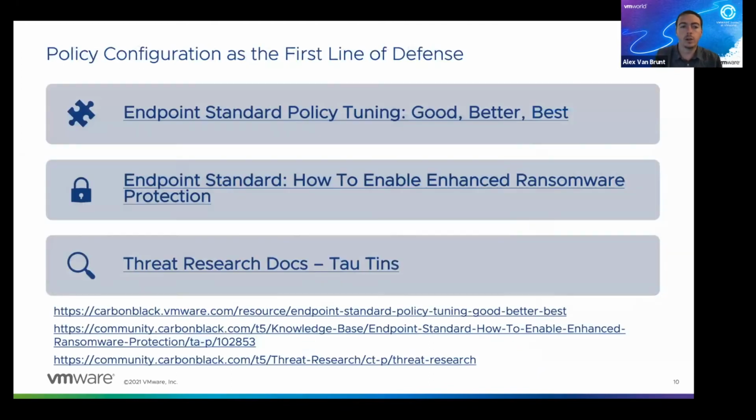So in particular, for ransomware attacks, the biggest thing you can do from a Carbon Black Cloud perspective is having your policies tuned. So we have a new tech zone, which is where I try and provide a bunch of resources. So we've got a good, better, best article, which will walk you through different policy configurations that'll give you varying levels of protection, as well as the type of restrictions that it causes.